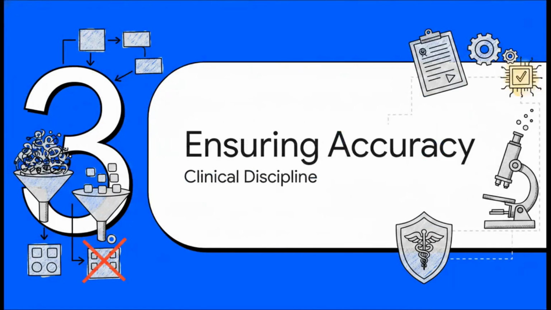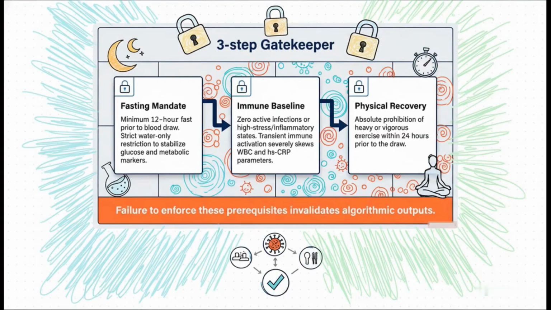Which brings us to Section 3, ensuring algorithmic accuracy. Because listen, an algorithm is literally only as good as the data you feed it. Garbage in, garbage out, right? To stop that from happening, clinical discipline has to be absolute. Look at these 3 locks. This is our 3-step gatekeeper protocol.